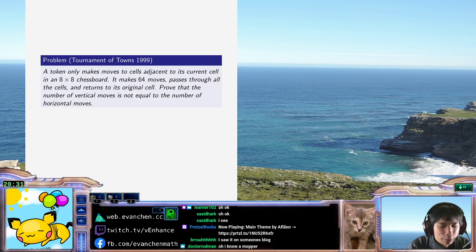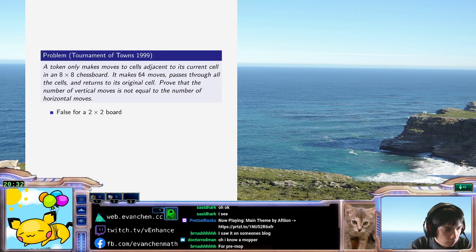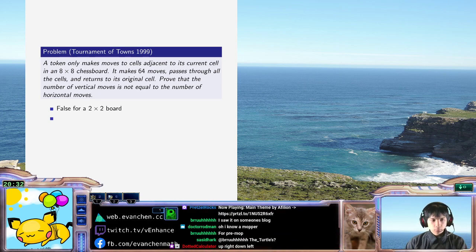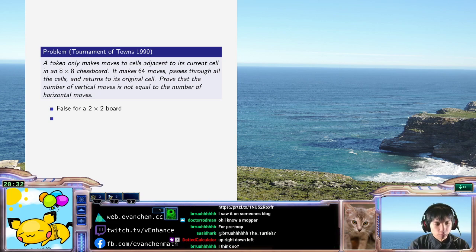So this is false for a 2x2 board, right? If it's a 2x2 board, then, you know... okay. That's interesting. Yeah. Okay, let's see. So basically, I want to show this by assuming a contradiction now.